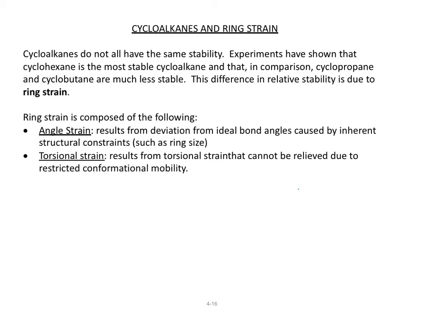Cycloalkanes experience ring strain. Of the cycloalkanes, cyclohexane is the most stable, and in comparison, cyclopropane and cyclobutane are much less stable. The reason is because of angle strain, which is the strain resulting from deviation from ideal bond angles, and torsional strain, because we can actually get eclipsing conformations.